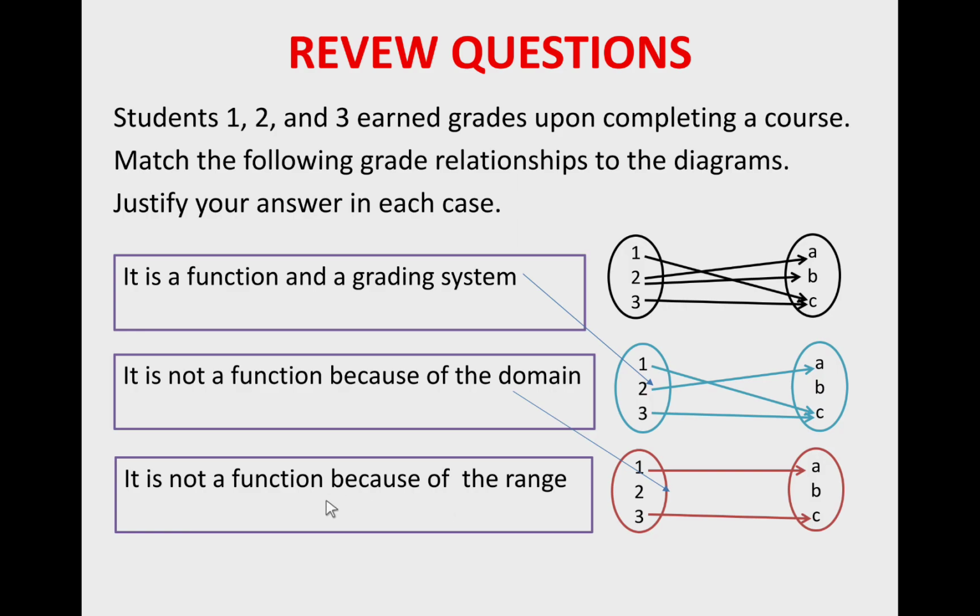And let's take a look at whether the last relationship maps to the black one. It says it's not a function because of the range. What is the violation of the range? We said there should not be two elements in the range that are mapped to by an element in the domain. And we can see 2 in the domain is mapping to more than one element in the range, and that's the violation. So that could also correspond to this.